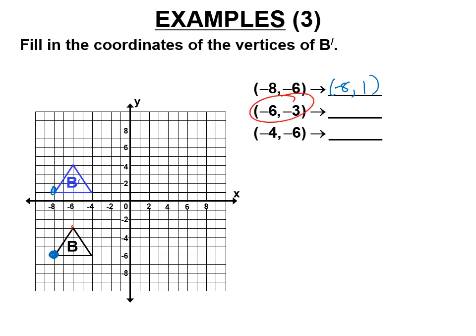-6, -3 has now been translated to -6, +4. And last but not least, -4, -6 has been translated to -4, +1. So notice how one of the coordinates stays the same in each case when you do a translation in one direction.